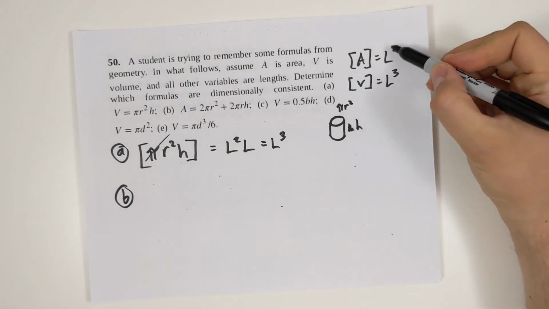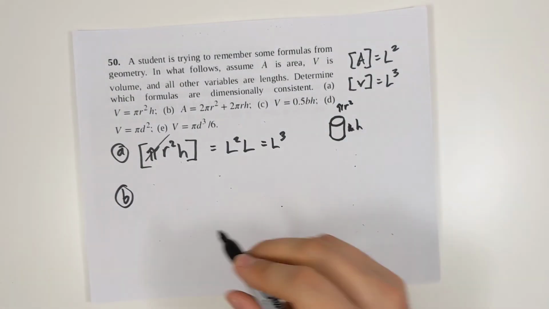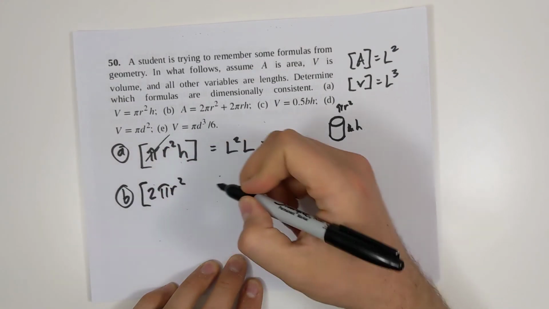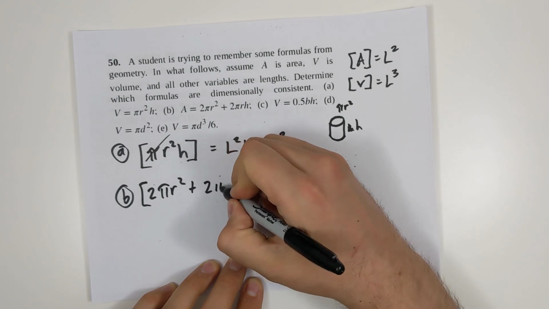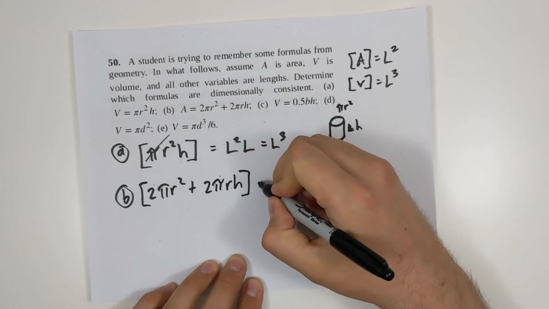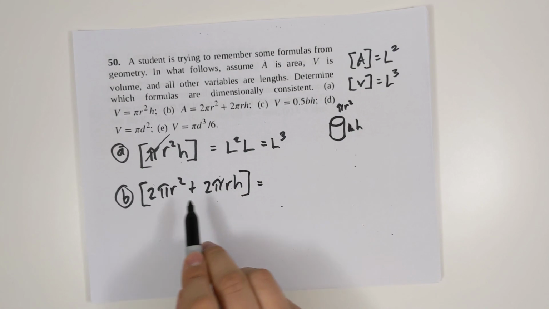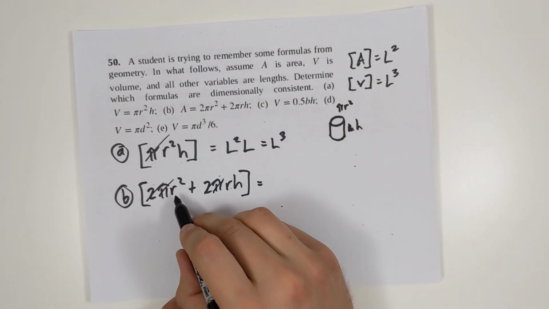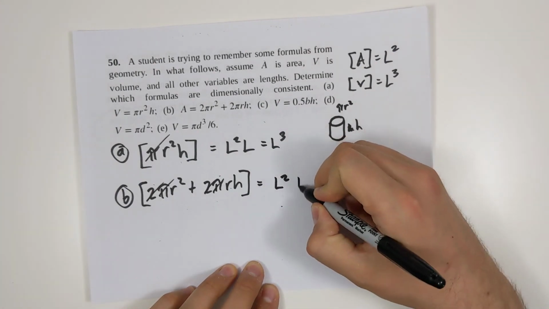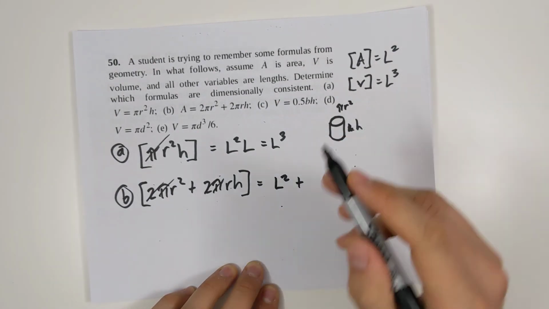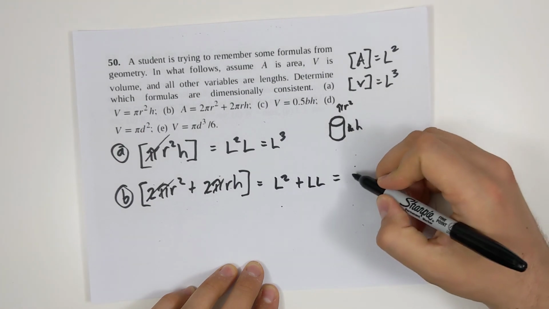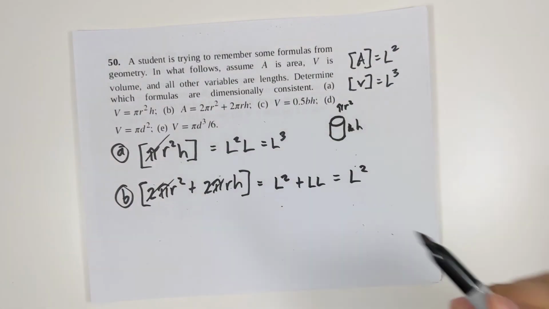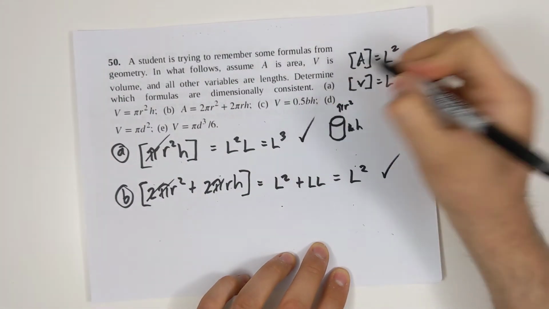Let's look at B. Area. Okay, so area. Now we're looking for something that equals L squared. So let's write it out. 2 pi r squared, brackets, plus 2 pi r h. In this case, we'll write it all out because we want to make sure that these two terms match. So 2 pi, we don't have to worry about that. L squared plus radius is a length, height is a length, so we know that that is length squared. That matches area. Check. And check on this one too.